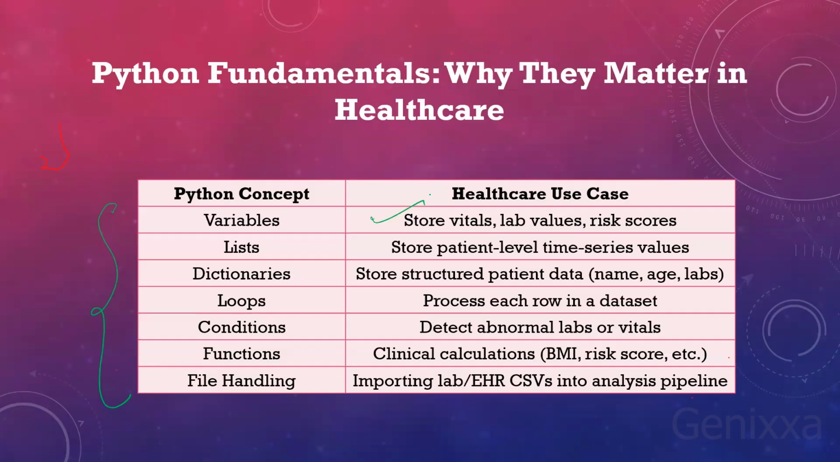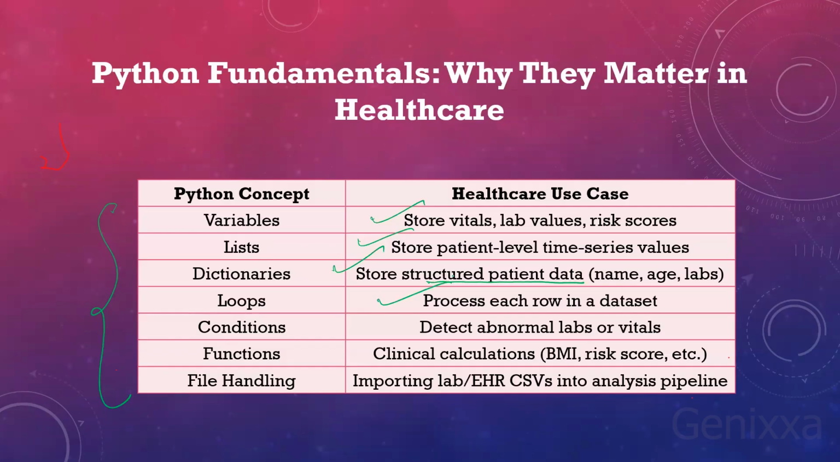Then the list can help you to understand or store patient-level time series values. Like if you are gathering patient temperature details from ward visits, maybe he is admitted for 1 week or 2 weeks, so every day you may have some record. You can put that directly in a list for any further analysis. Similarly, dictionaries can be utilized for storing structured patient data, the entire information including name, age, lab records, progression of disease; that can be placed in the dictionaries directly.